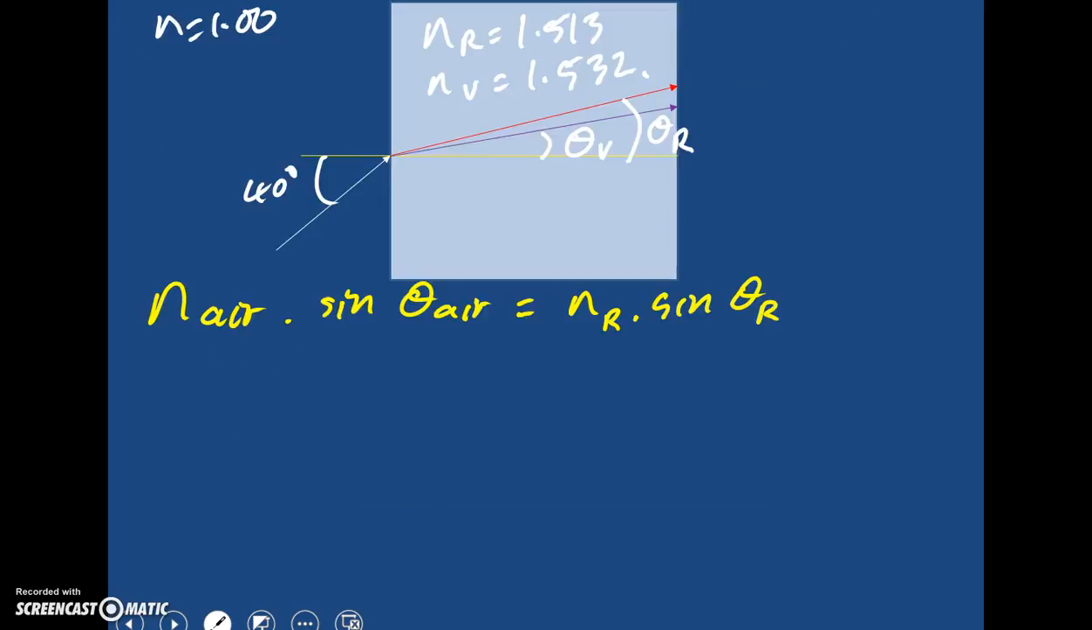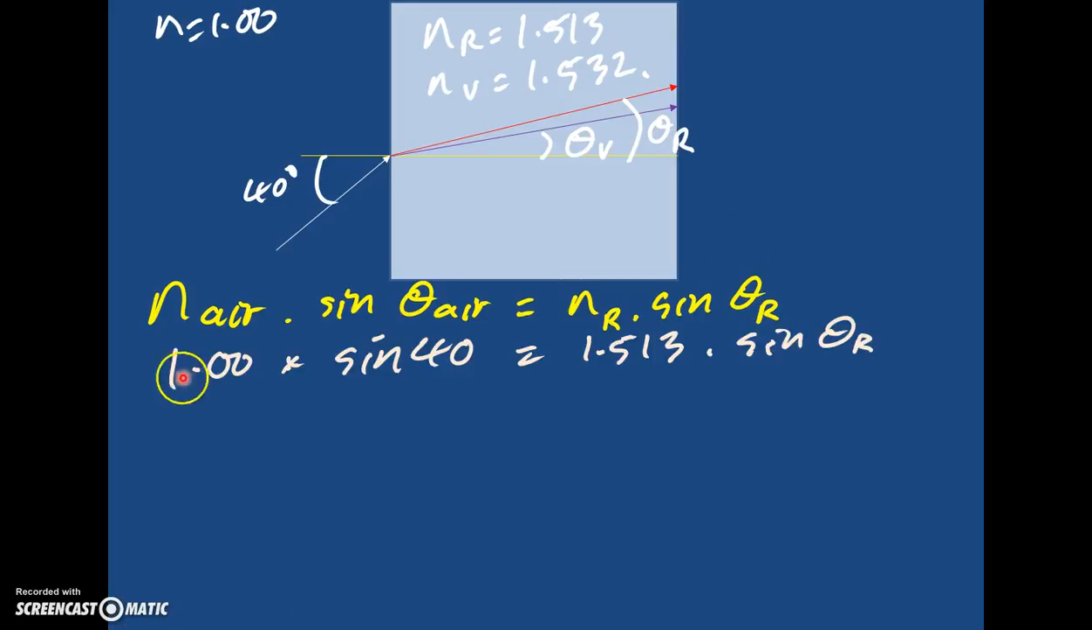And the first thing I do is I write down Snell's law. N sine theta is equal to the other n times the other sine theta. And we've got the refractive index in air times the sine of theta in air is equal to the refractive index of the red light times the sine of its angle. And then we can write those numbers in. That's 1 times the sine of this angle here is equal to this refractive index times the sine of this angle.